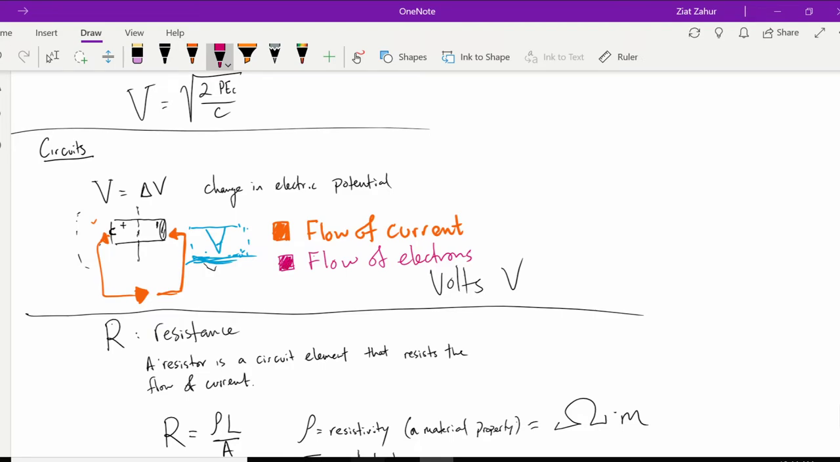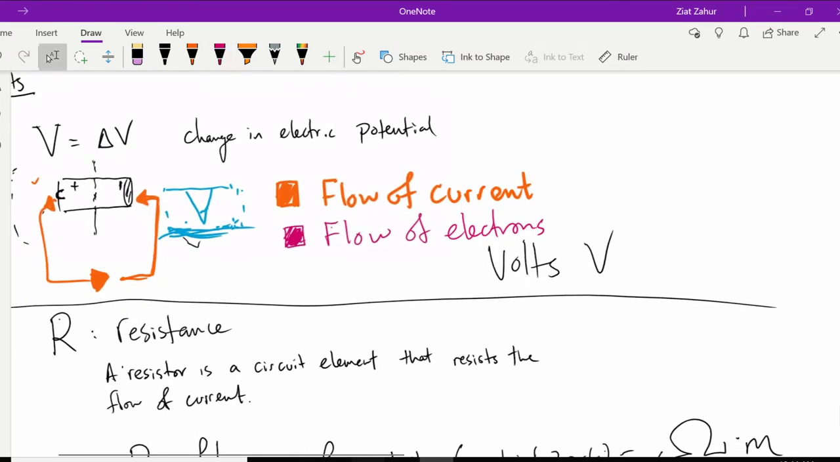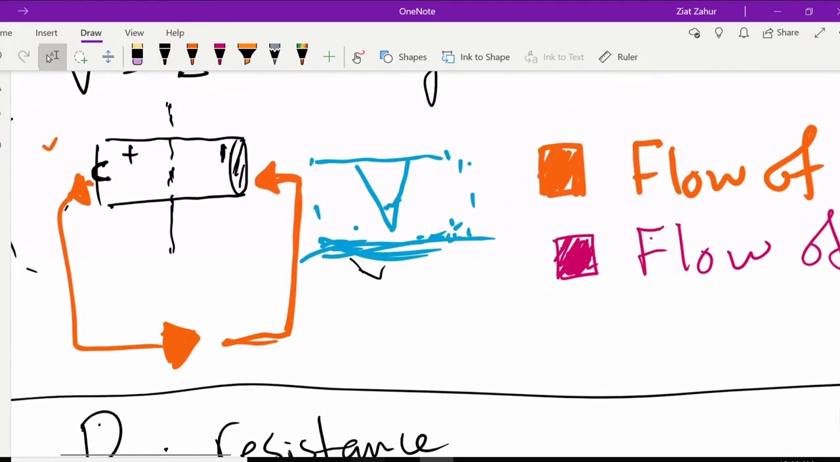All right, flow of electrons. So what really happens technically is that the electrons come out of the minus side, and they are actually moving the other way. That way.